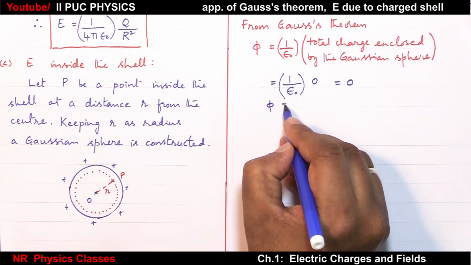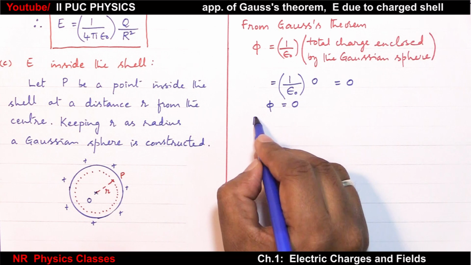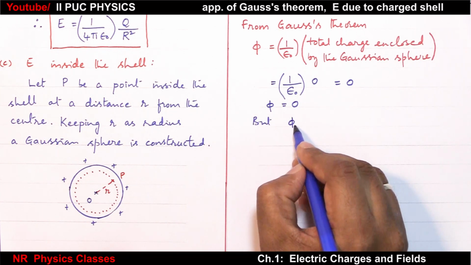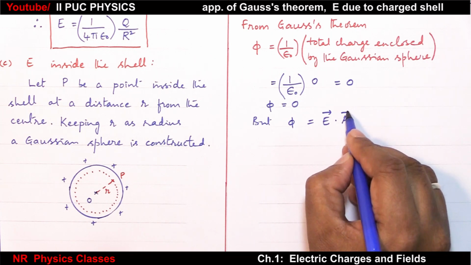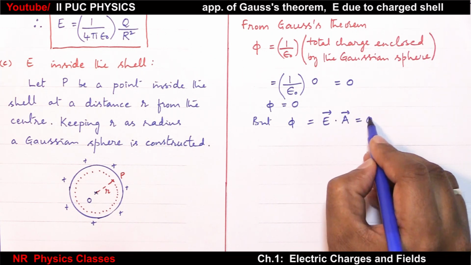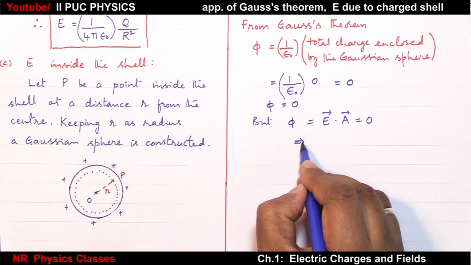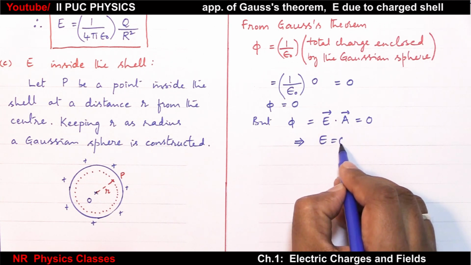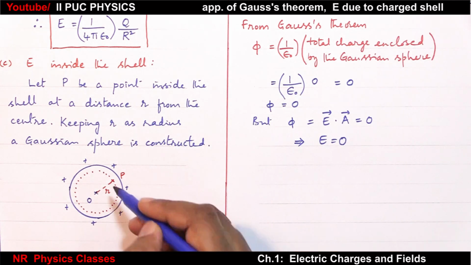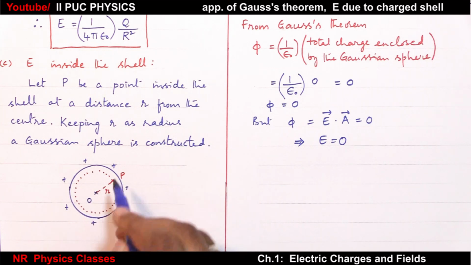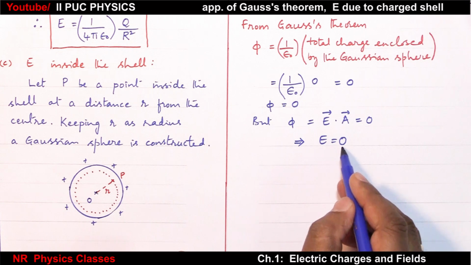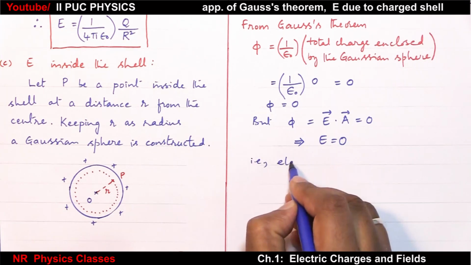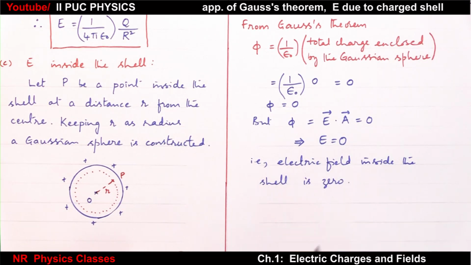So flux is 0. But flux is electric field dotted with area, which is equal to 0, implies that electric field should be equal to 0. Means there is no electric field inside the shell. The application of Gauss theorem is telling that there is no electric field inside the shell. The electric field inside the shell is 0.